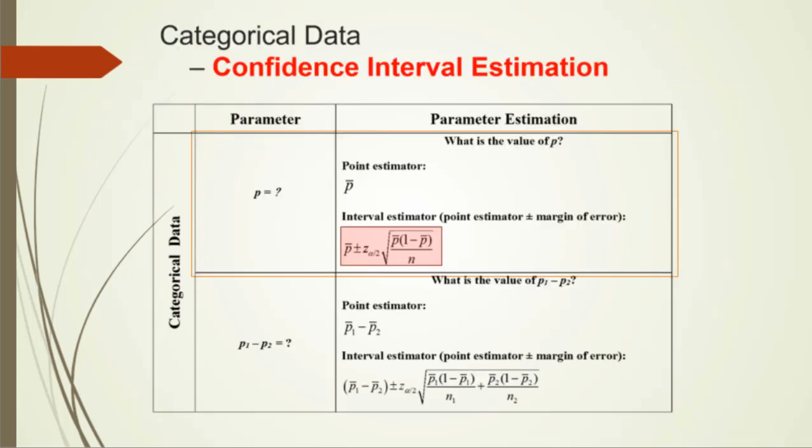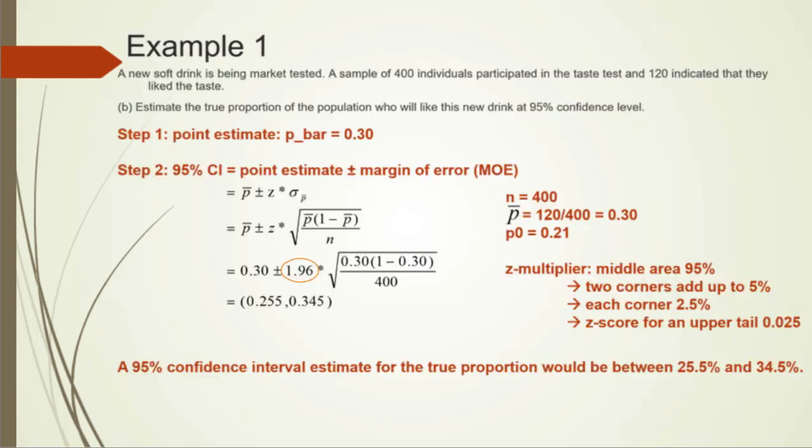The formula is given on the formula table. It's under estimation, for the one population case. I copied the formula here. The standard error part is easy to find. That is just plugging p bar and the sample size into the square root formula. The slightly more challenging part is to figure out the multiplier.